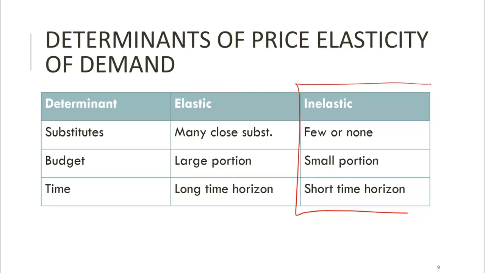And then on the inelastic side, this is where we're less sensitive to changes in prices. We're still going to buy it even if prices go up. For substitutes, there's either very few substitutes or there's none. If you want that thing, you have to get that thing. So if the price goes up, you're stuck paying it. If it's a small portion of consumers' budgets, then they're going to be inelastic. They're not going to notice.